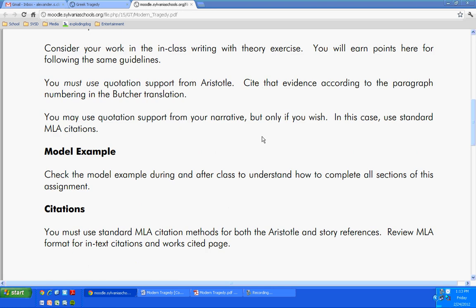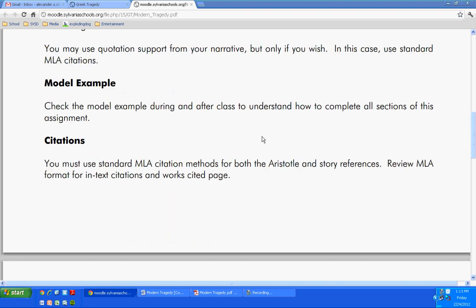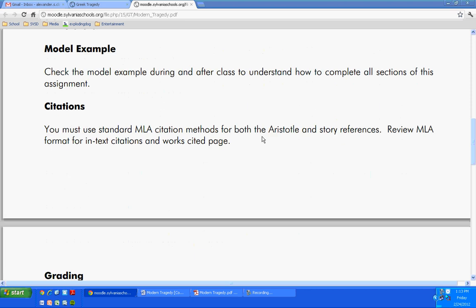So if you're using a picture book, I can't imagine you'd use a quotation. A little tough when the entire story is told through pictures. So, I'm not requiring quotations. I've got a model example online that I can show you, and standard MLA citations, so that means that I want a works cited page with this. Every time in an English class that you're dealing with more than one work, and here you're talking about Aristotle and your chosen work, at least two, you must have a works cited page for that.